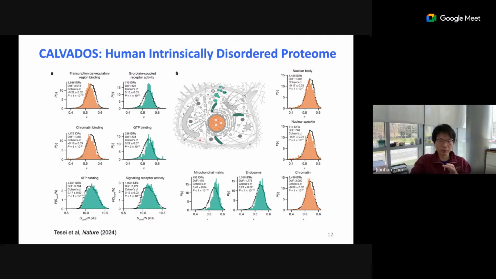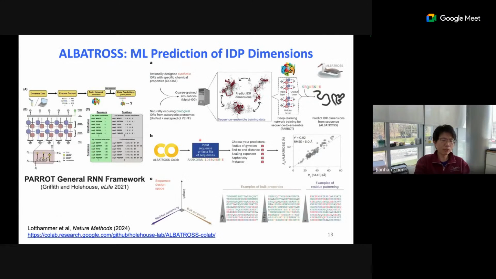In this particular paper, they did some really in-depth analysis of how different disordered proteins involved in different functions, or localized to different regions of the cell, might have different properties, and they learned some really fascinating insights from this study.